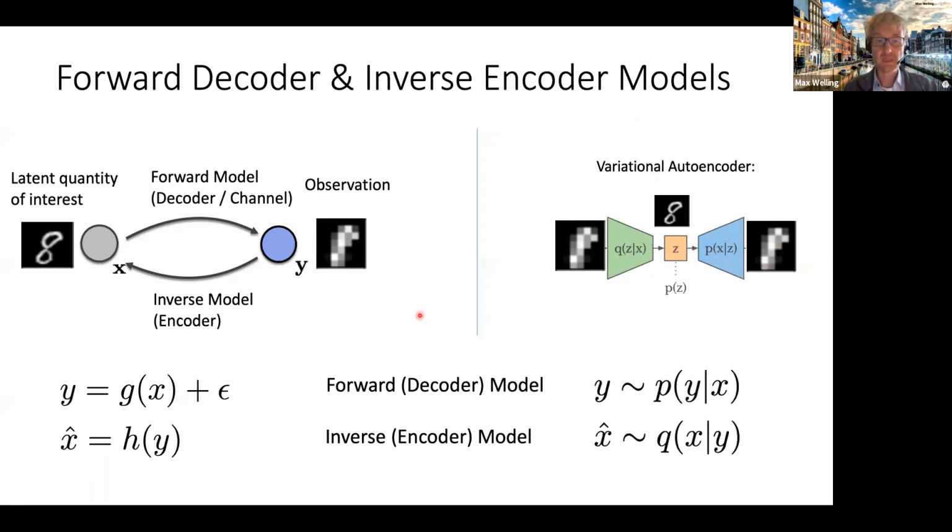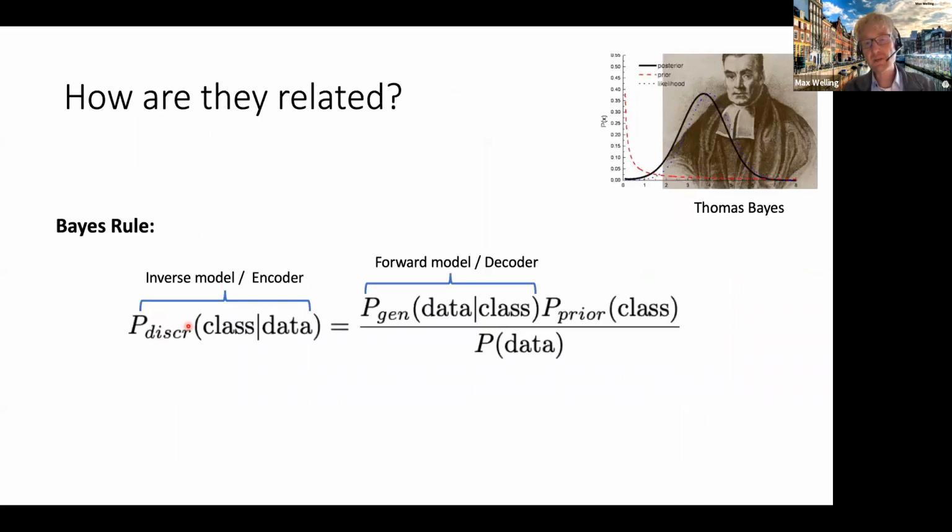In the scientific literature, these things are often called a forward model, or this is our decoder or channel, right? And then there's also the inverse model or the encoder. Inverse modeling is a huge field, in fact, in the sciences. So how are these two paradigms related? We had discriminative modeling, of which deep learning was a prime example. And then we have generative modeling, in which variational autoencoders, GANs and simulators are examples. So how are these two things related?